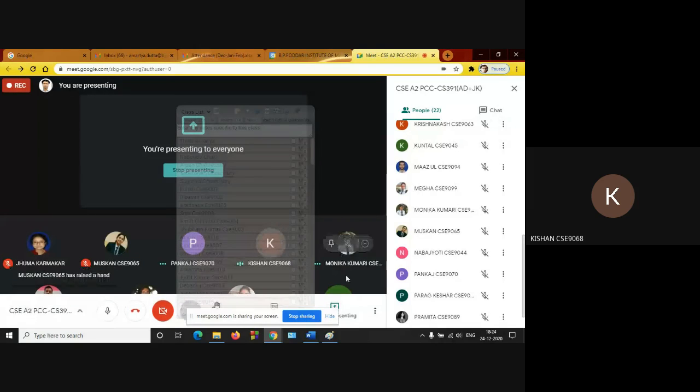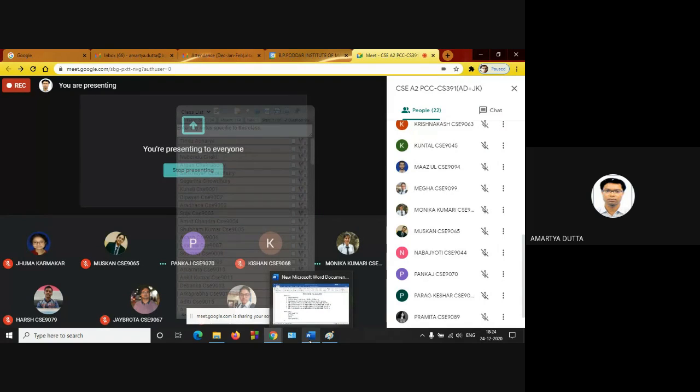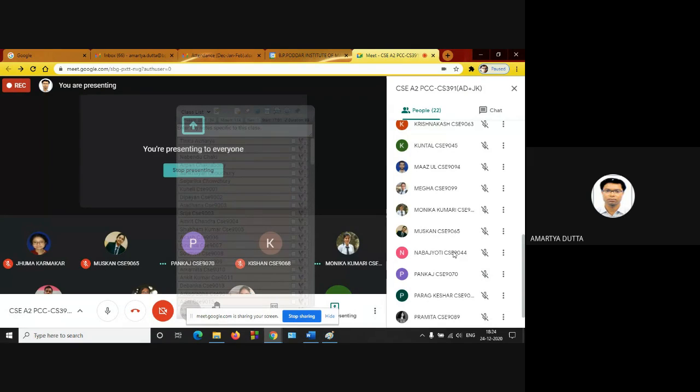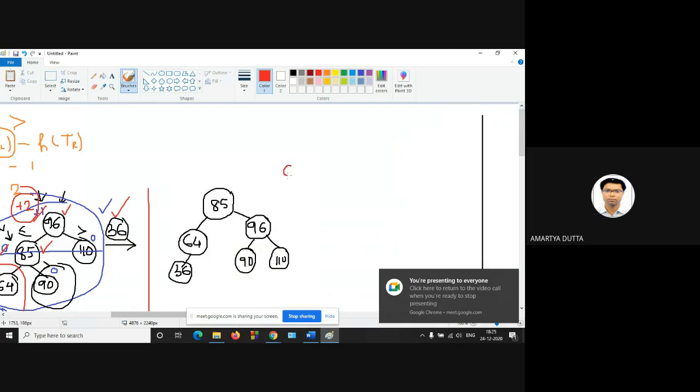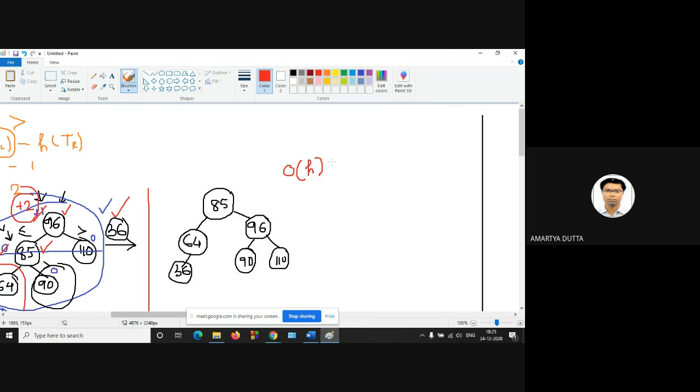Sir, what is the full form of AVL? What is the complexity? Anyone? What is the complexity for the AVL tree? The complexity of the AVL tree is the height h. The height is order of log n. It is actually 1.44 log n, so it is order of log n.